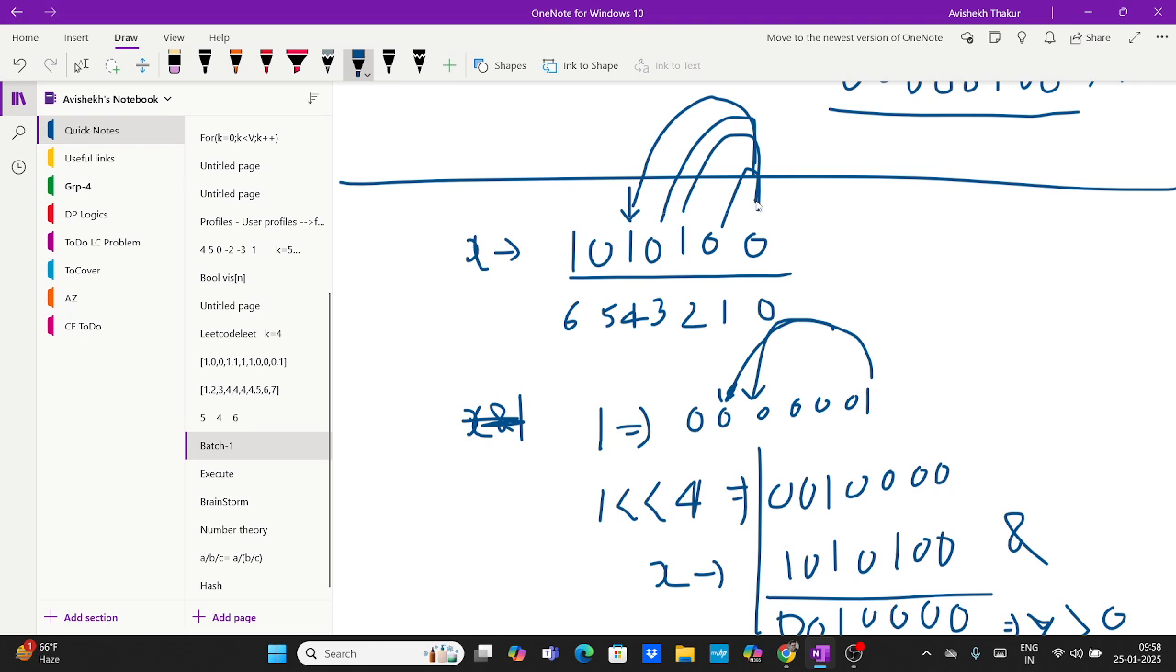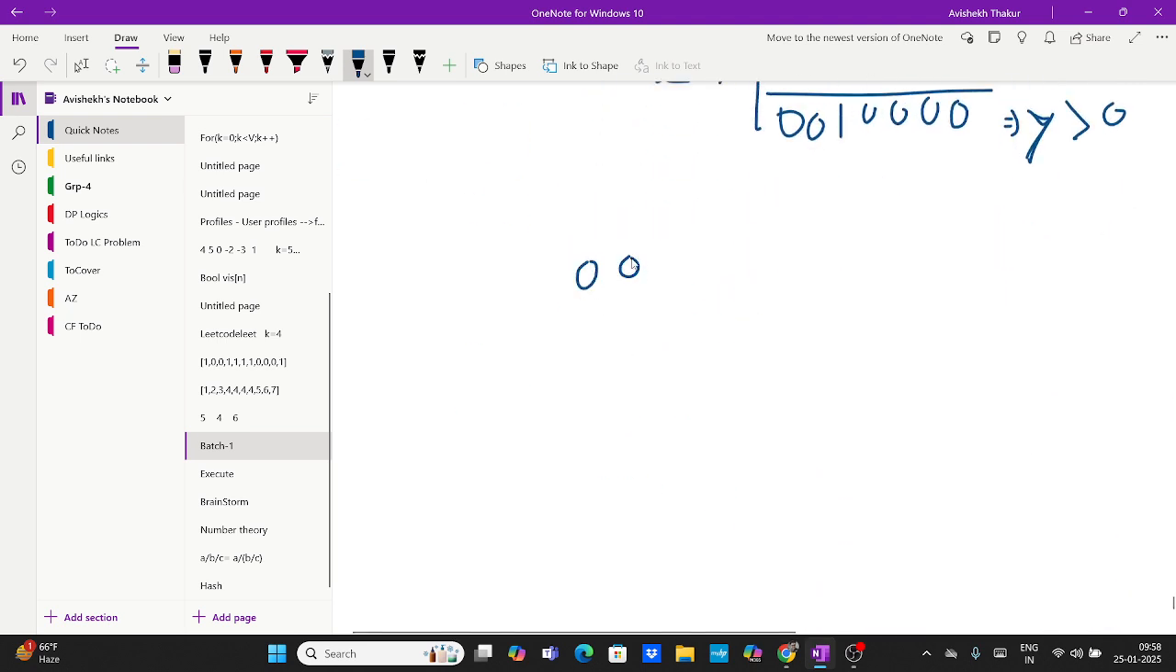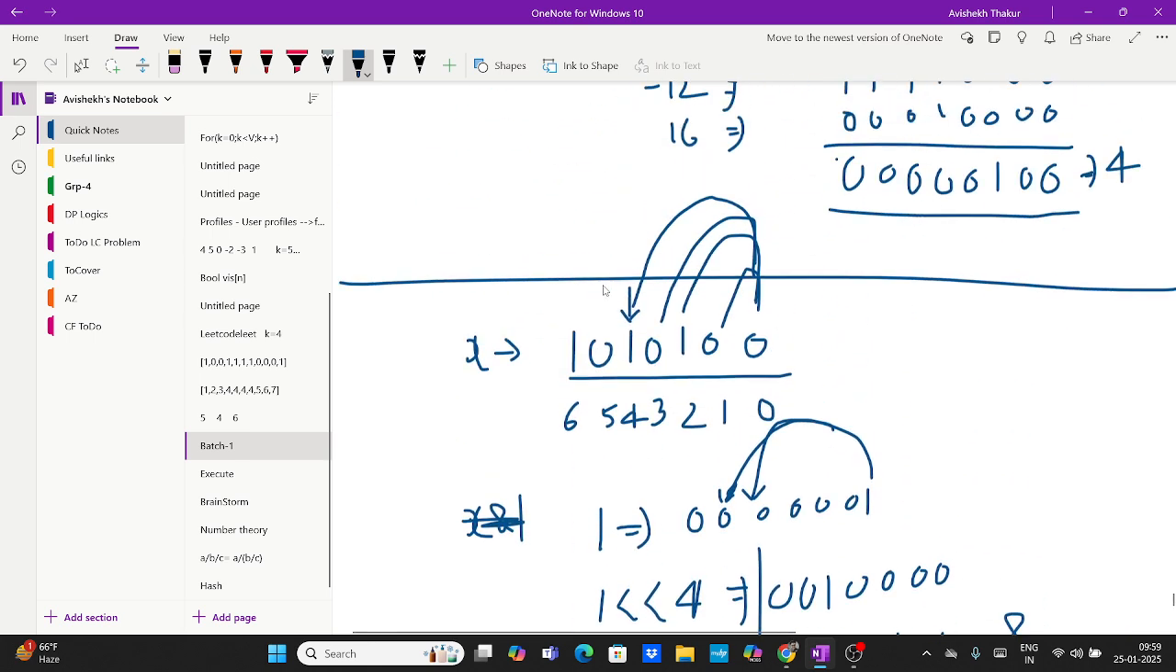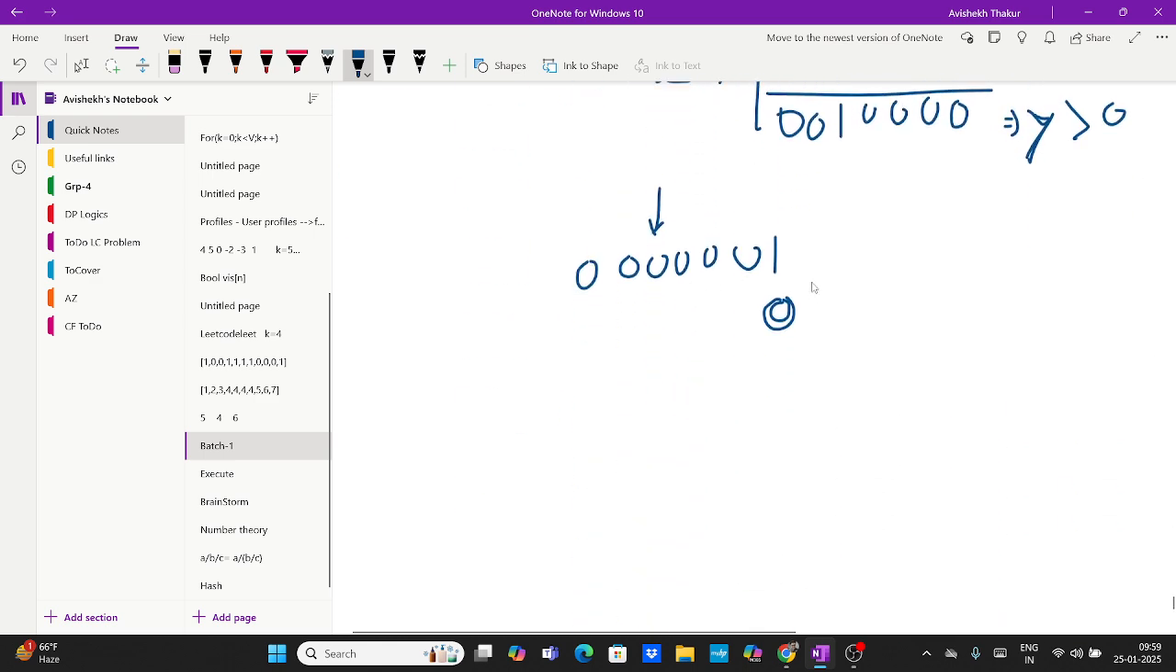So this is our number, right? 0 0 0 0 0 0 1. If we want to find whether the fourth bit is set or not, this is the zeroth bit, index zero, not index one. From right to left. Yes, correct. We go from right to left every time.